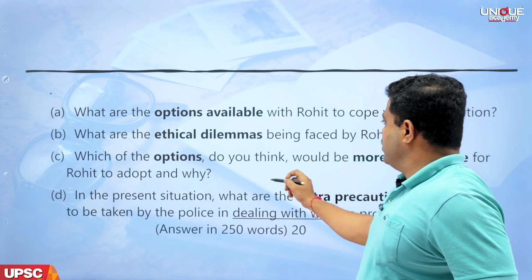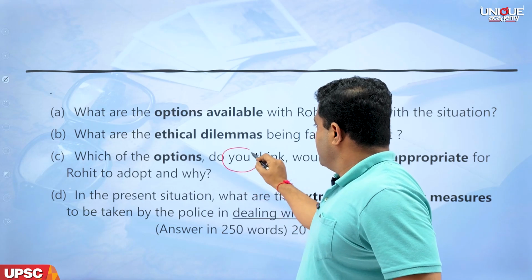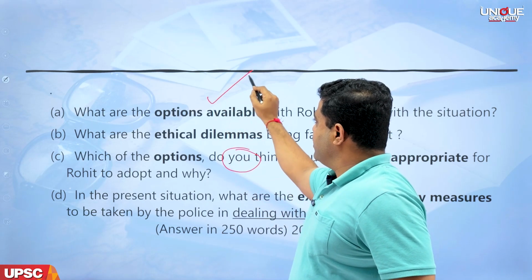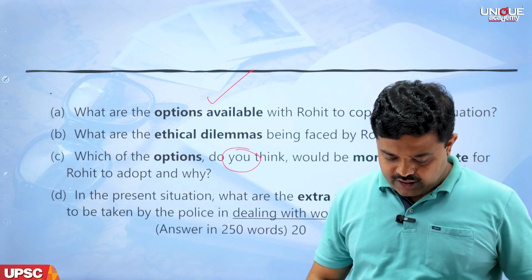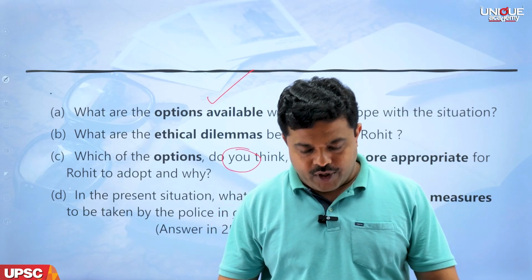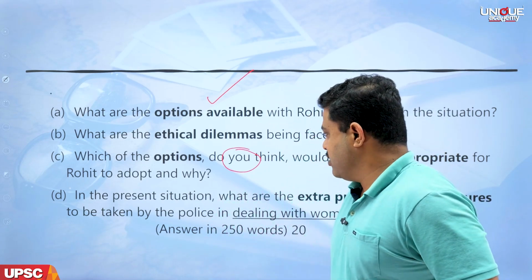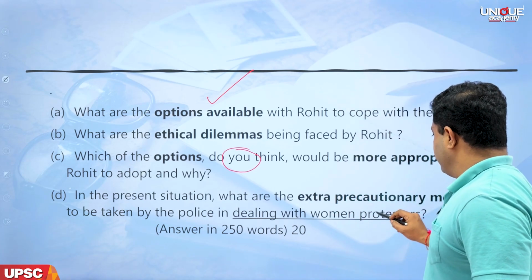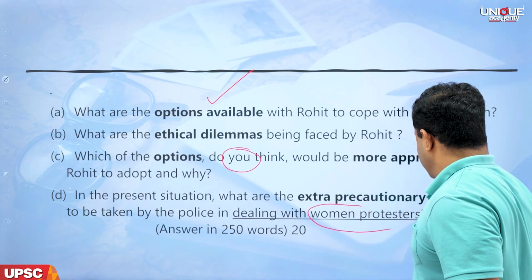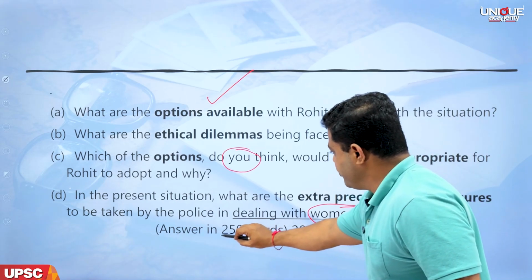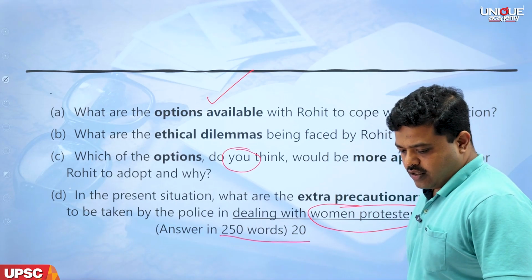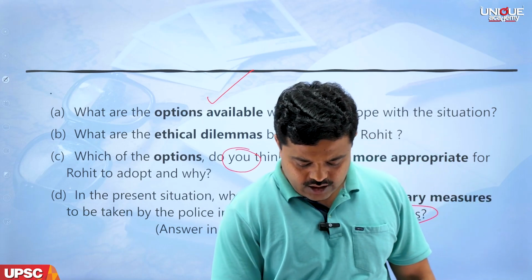Okay, आपको भी रोल दिया है कि आपको बताना है कि ये सब ऑप्शन हो जाने के बाद इसमें से मोर अप्रोप्रिएट क्या होगा. So you cannot say all are appropriate. And finally, extra precautionary measure क्या लेना चाहिए because you are, or Rohit is, dealing with women protesters. Okay, so ये 4 सवाल है. Again, you have to answer in 250 words for 20 marks. So let's look at answers.